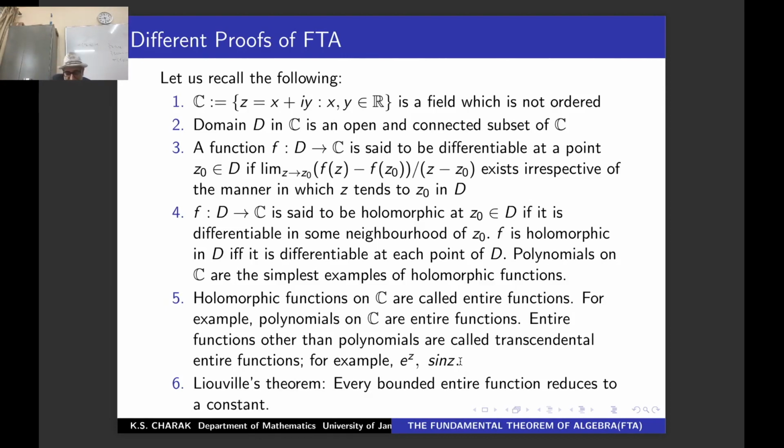About entire functions, there is one famous theorem in complex analysis. You have done it. That is Liouville's theorem. What does this theorem say? Liouville's theorem says that every bounded entire function reduces to a constant. You take any function which is entire, meaning on the whole of the complex plane, and bounded, again on the whole of the complex plane. If this is so, then it must be a constant function. So precisely, every bounded entire function reduces to a constant.